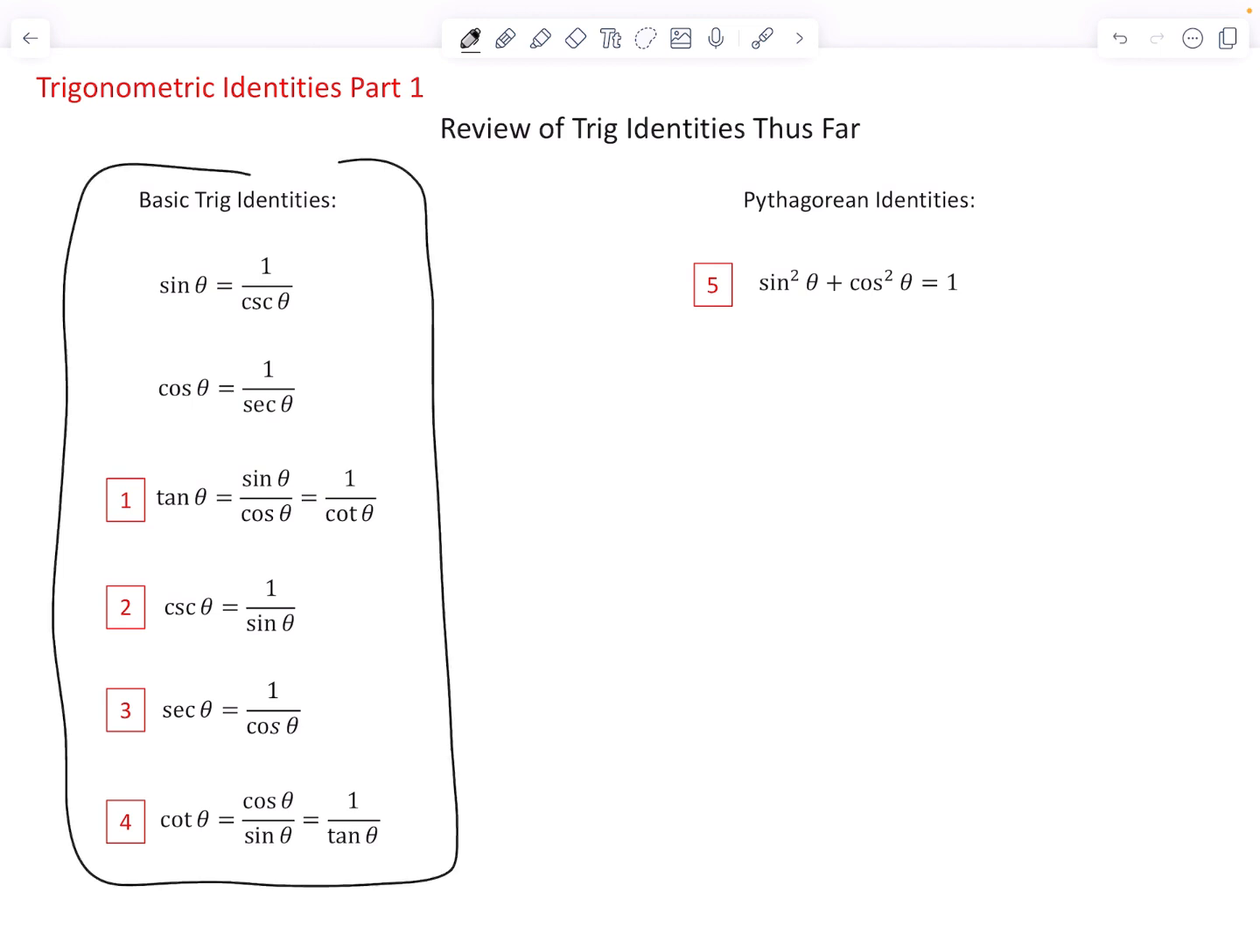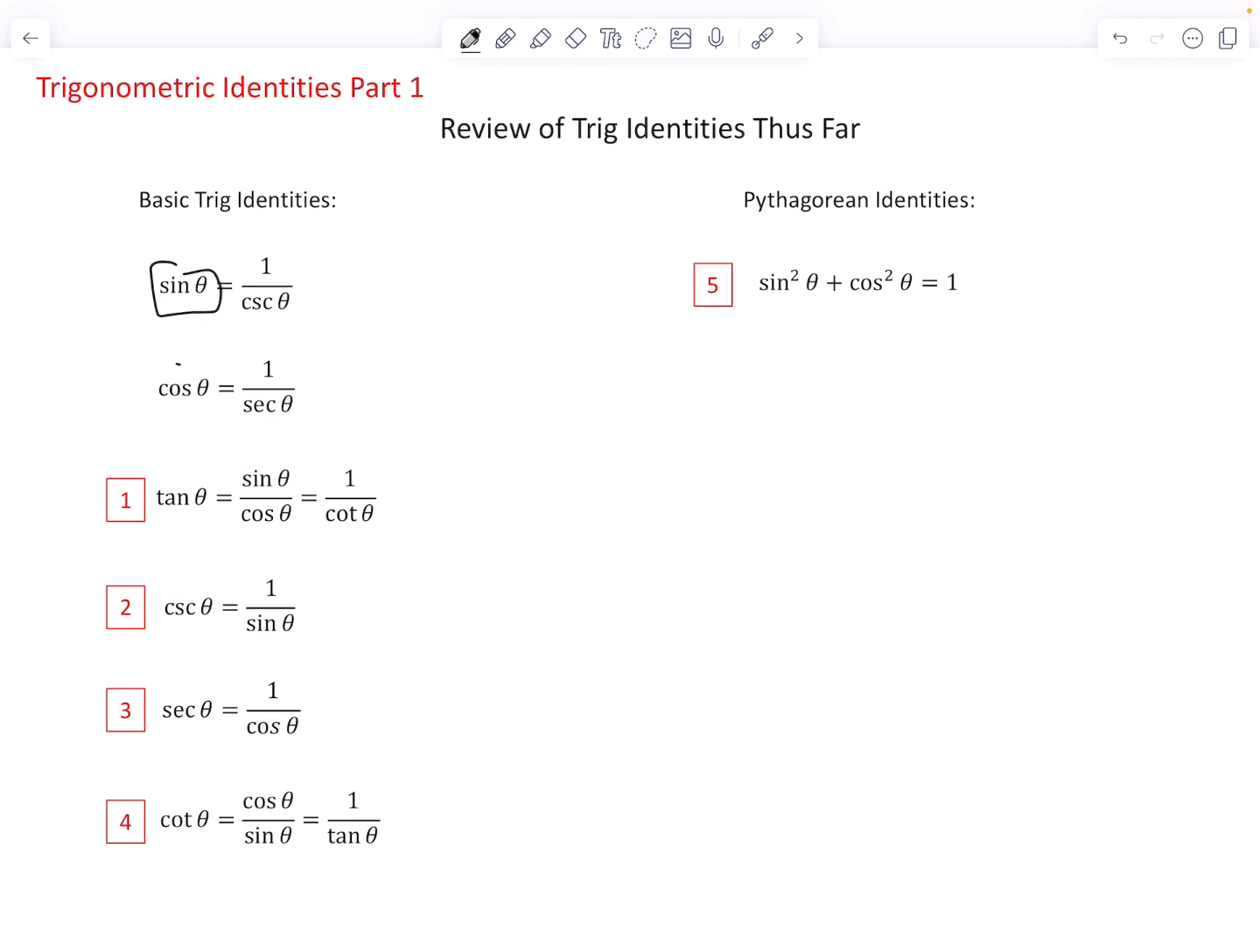Over in this column we have a summary of what I'm calling the basic trig identities. We can think of sine and cosine as the 2 foundational trig functions, and the other 4 trig functions can be expressed in terms of them. Recall that the tangent of an angle is equal to the ratio of the sine of that angle divided by the cosine of that angle. The cosecant of an angle is the reciprocal of the sine of that angle. The secant of an angle is the reciprocal of the cosine of that same angle. And the cotangent of an angle can be found by dividing cosine of that same angle by sine of that same angle.